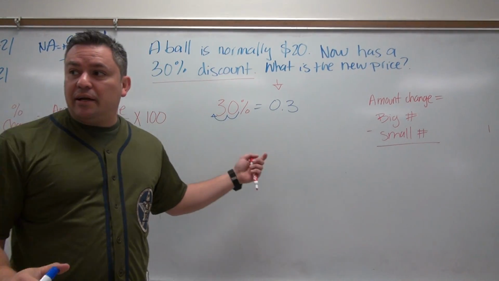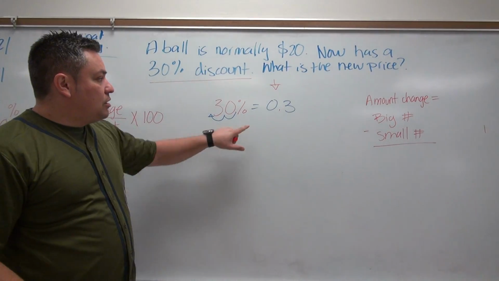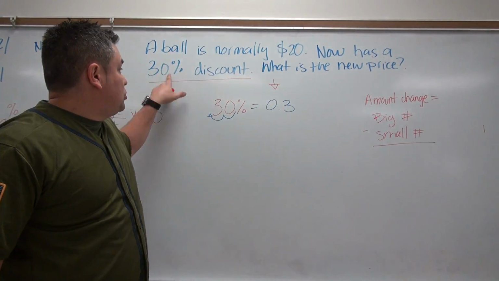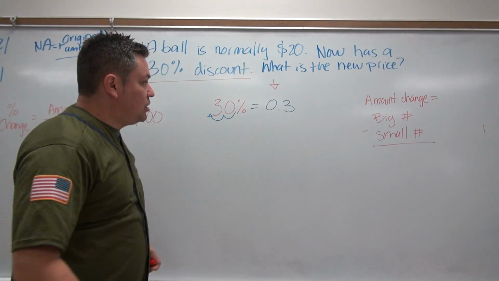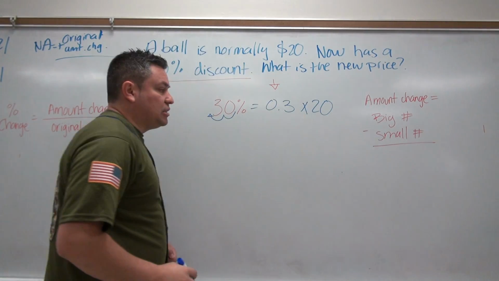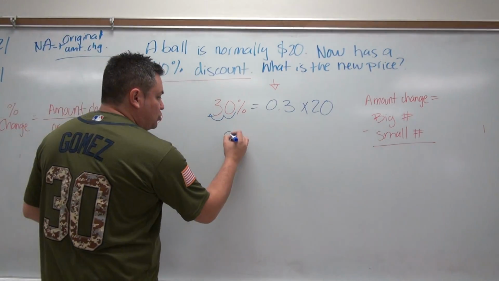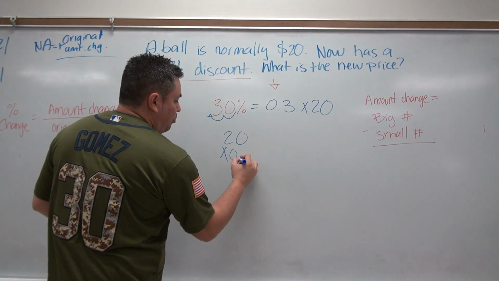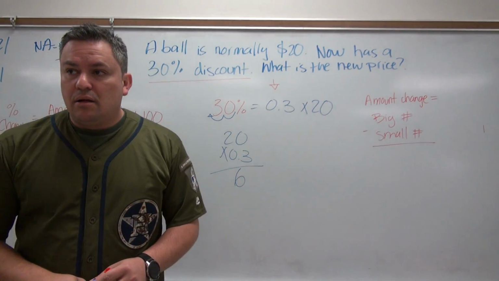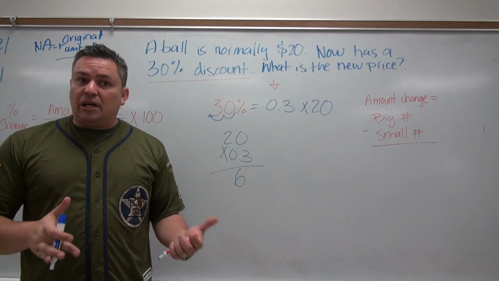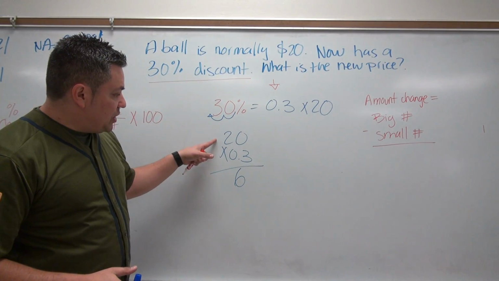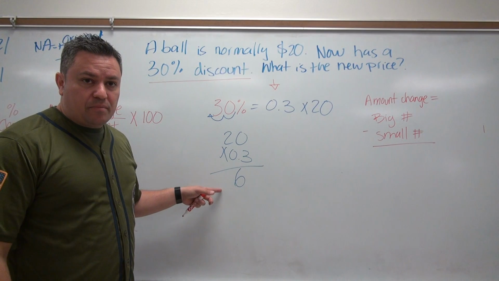Okay, I already said it. Now, once you convert it to decimal, all you have to do is multiply by the original amount, which is $20. So you multiply 20 times 0.3, and that's just going to give you 6. Now, this is where the interesting part comes into play. So, we have 20 times 0.3 is 6.